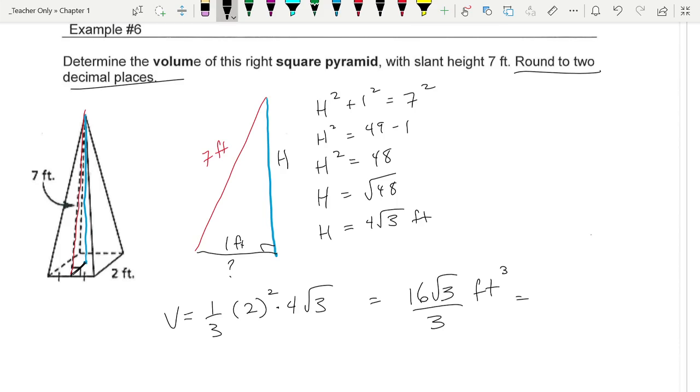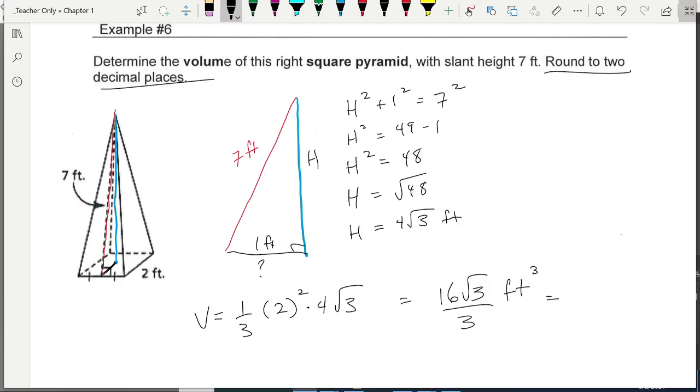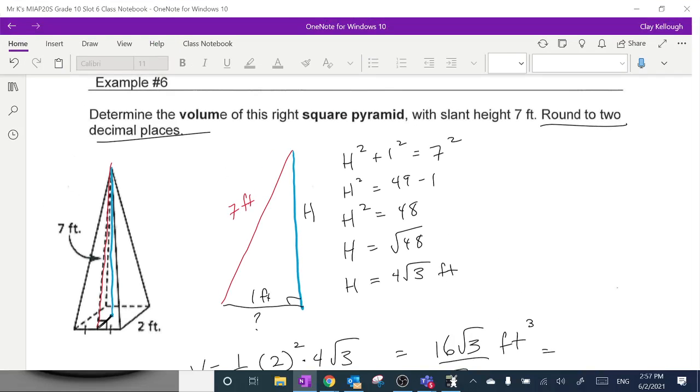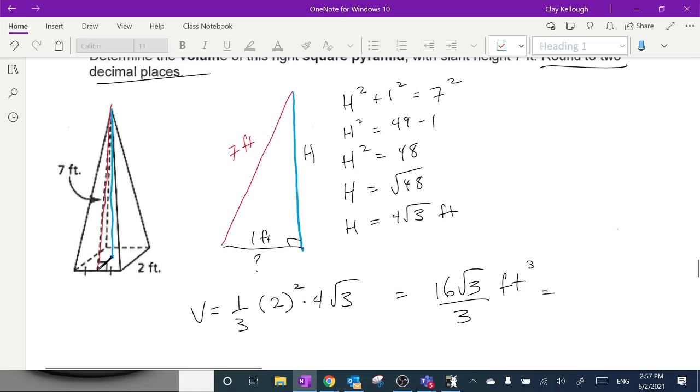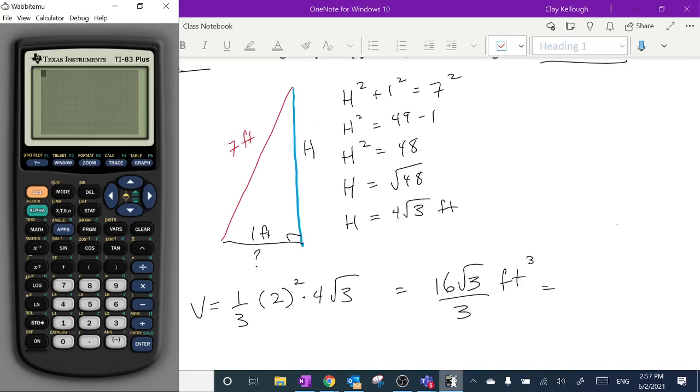So I punch buttons. 16 times the square root of 3. Oh, why am I doing this in here? Let's bring back the rabbit. Clear, clear, clear. Oops. Now come back. 16 times the square root of 3. Now, if you've got a calculator like mine, don't forget to close that square root so that the calculator knows, oh yeah, he's done square rooting now. And then divided by 3. Boom. And I get, I want 2 decimal places, so 9.24 cubic feet.